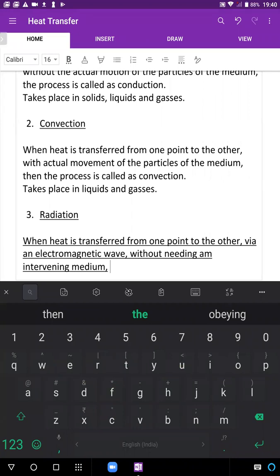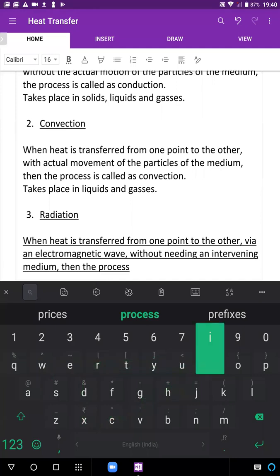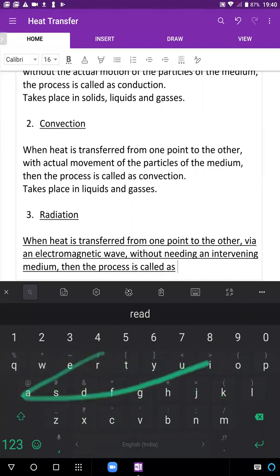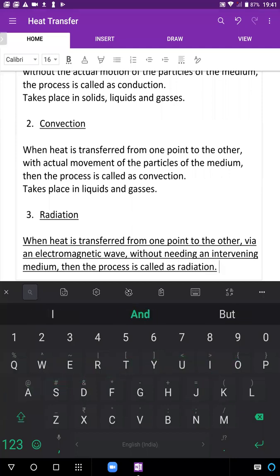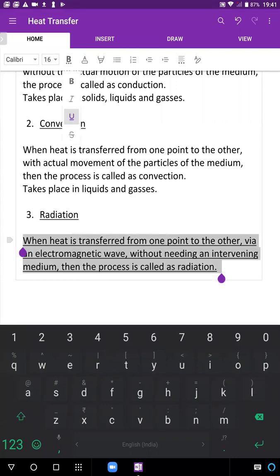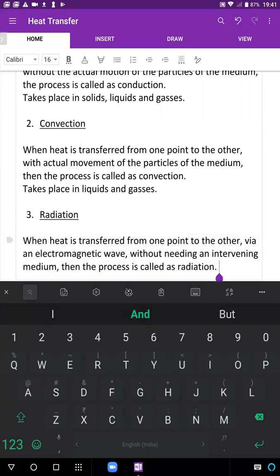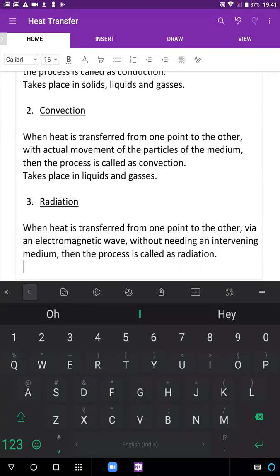So when heat is transferred from one point to another via an electromagnetic wave without needing an intervening medium, the process is called radiation. Okay? Very distinct, very different processes. These are just the definitions. We are of course going to look at this in more depth.